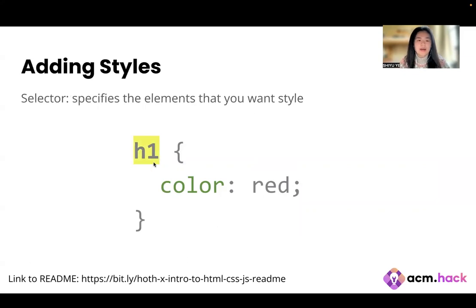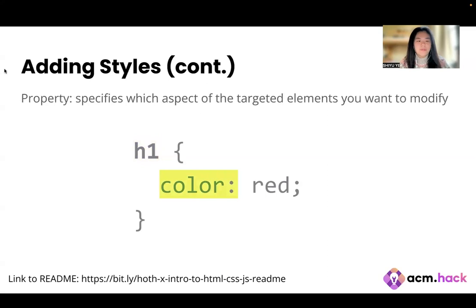For example, here I'm basically saying, okay, I want to select every H1 header on my website and I'm going to style it. So how can we style it? We will use the color property. The property specifies which aspect of the targeted elements we want to modify. So here we're just basically telling the computer, hey computer, we want to change the color of the H1 header. So red is the value of this property. So basically we're saying, okay, we want to change all the H1 headers to color red.